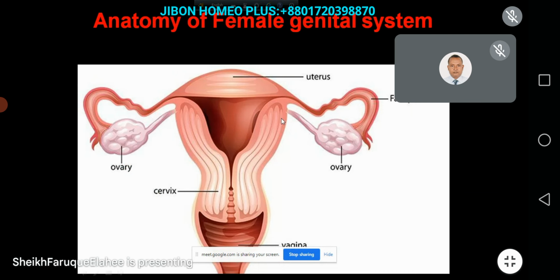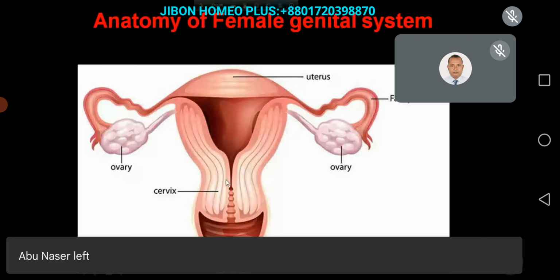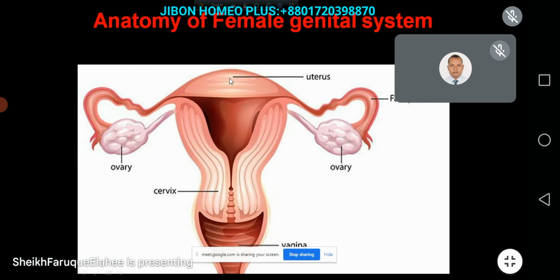So you can see this is a uterus. Uterus has three parts. This is called fundus of the uterus. Fundus. This dome-shaped part is fundus. This is the body of the uterus, and this is the cervix. So cervix, body, and fundus make the whole uterus.